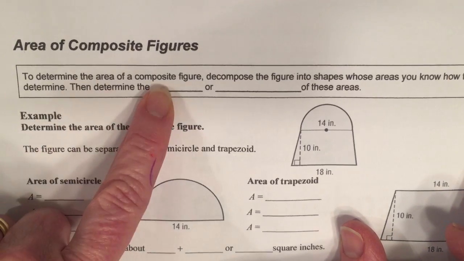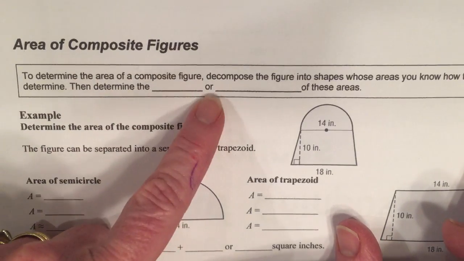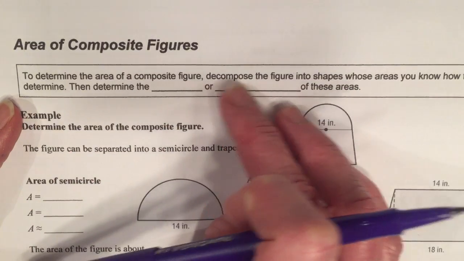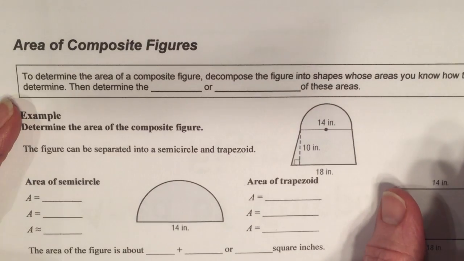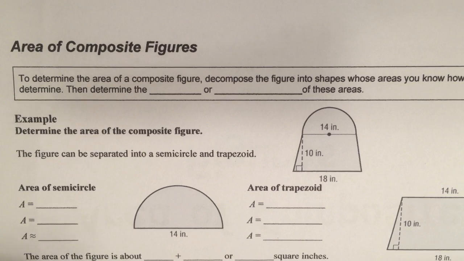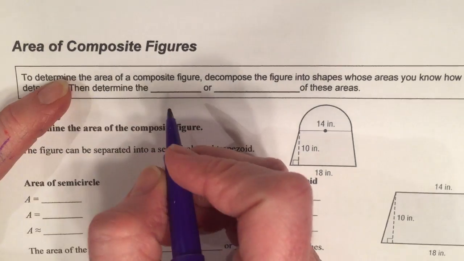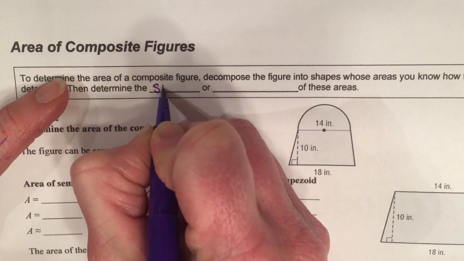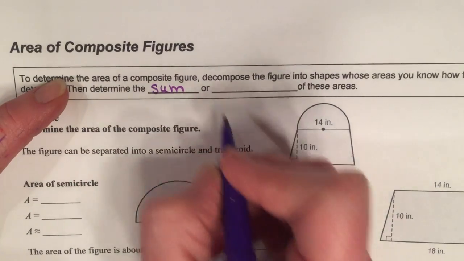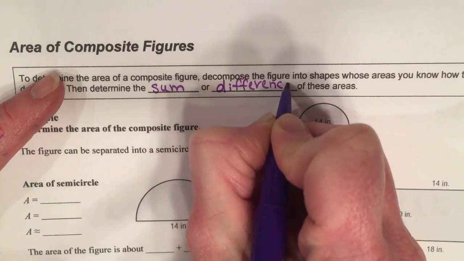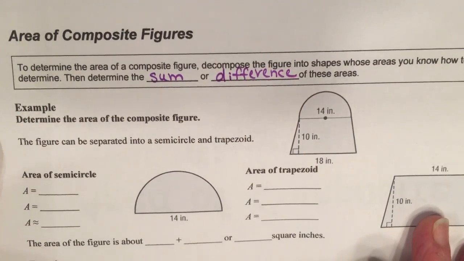So to determine the area of a composite figure, what you want to do is break that figure down into shapes whose areas you know how to determine. So it says to decompose. Really, that's just to break down. And then once you've broken it down into those smaller shapes, or those shapes you know how to find the area of, then to find the total area, you can put it back together. At the end, you're either going to find the sum, you're going to add those areas together, or in some cases you may have to subtract the areas and find the difference. So let's just do some examples.